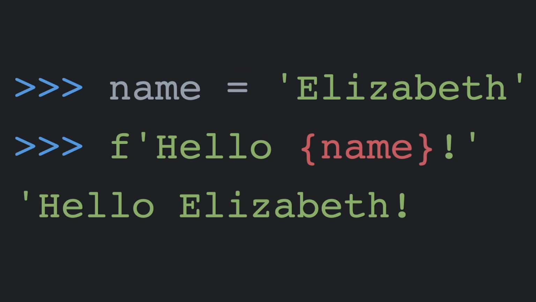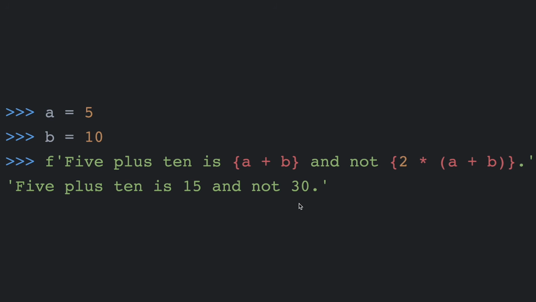F-strings are in some ways an even better way of putting variables into a string. You start the string with the letter f, and then you use curly braces, and you can put the variable right in here. So we're using the variable inside the string. In an f-string, you can also do arithmetic, or put any code you like within the curly braces. So you can see with a plus b, 2 times a plus b, and it's right within those curly braces.